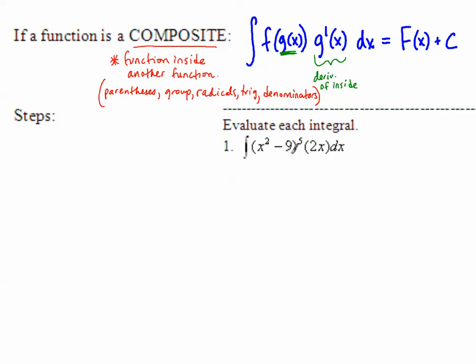So the first thing we're going to do is identify what is the inside function, because that needs to be how we determine that the derivative of the inside function is also there. So first thing we do is determine what is the inside function, and I like to call it u to simplify. So u equals x squared minus 9. That's our first step. Let u equal the inner function.